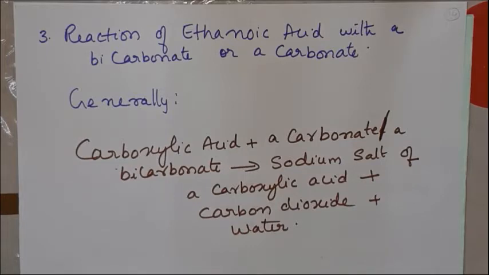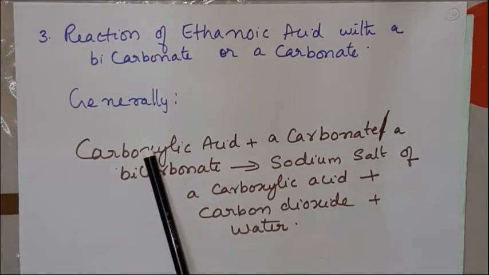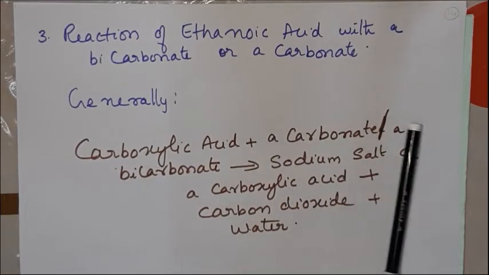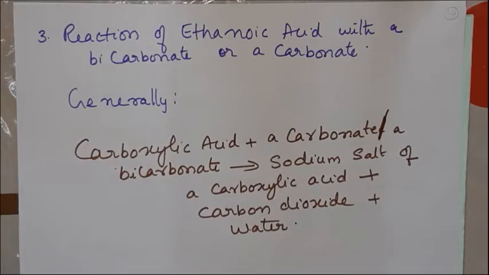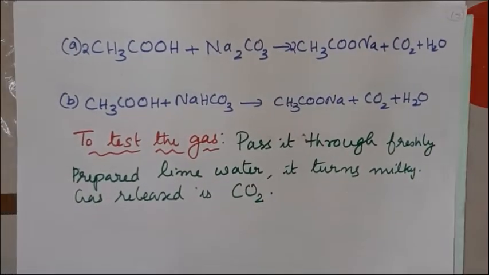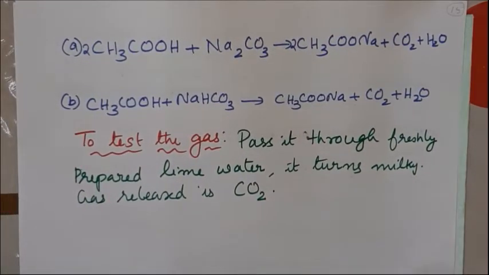It's very clear, carboxylic acid with a carbonate or a bicarbonate would give you a sodium salt of carboxylic acid along with carbon dioxide and water. Let's see in the equation form how we can represent the reaction of ethanoic acid with sodium carbonate and or sodium bicarbonate.